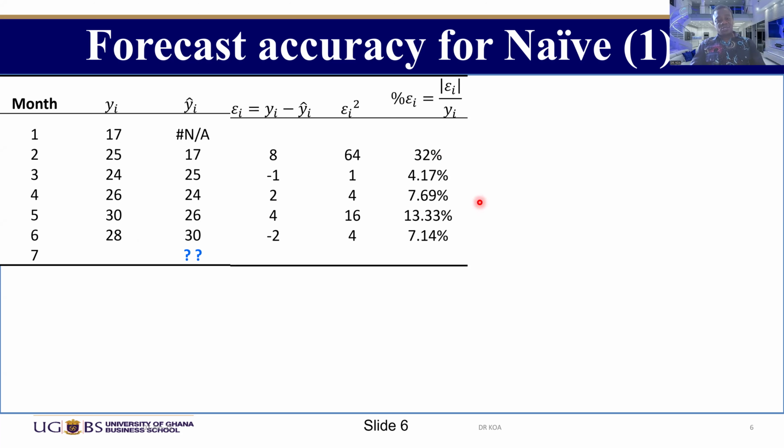Okay. So, let's calculate the first forecast accuracy. It's known as MAE. Now, for those of you who have been reading, who can tell me the meaning of MAE? I mean, we did that the last time. Who can tell me the meaning of MAE?